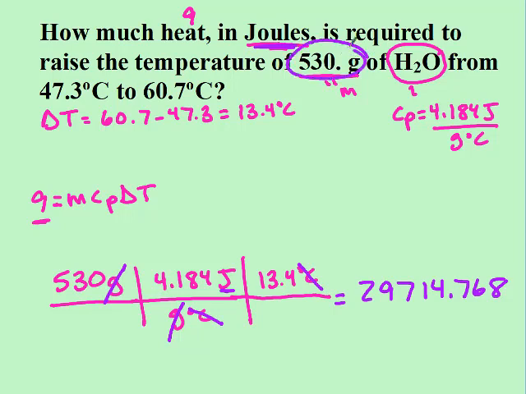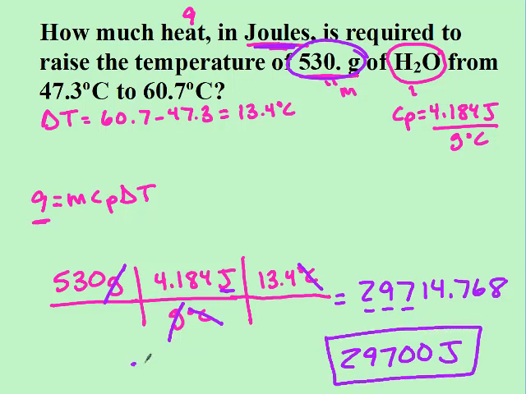I have 3 sig figs in my mass, so that's what I'm going to look at. When solving these, don't look at your temperature for your sig figs. So we want 3 sig figs. So that's 1, 2, 3. So that's 2, 9, 7, and then 2 zeros. I also could have written it 2.97 times 10 to the 4 joules.